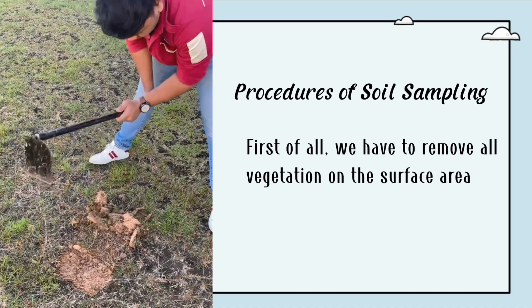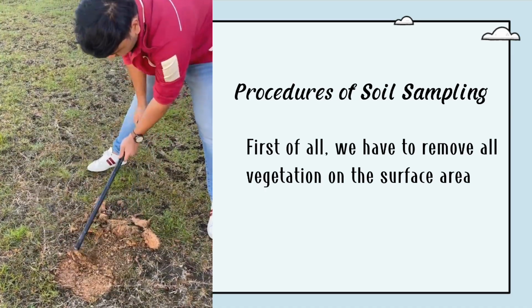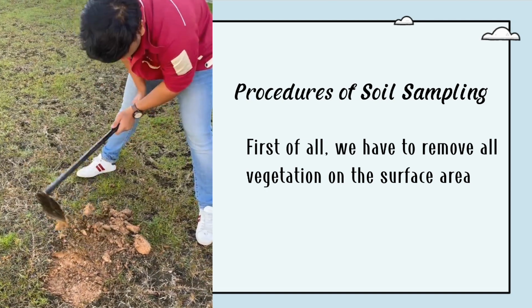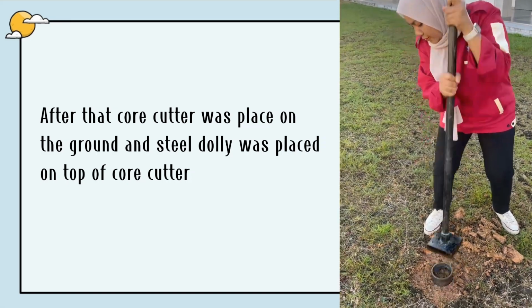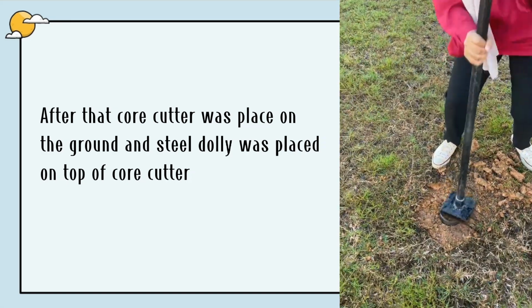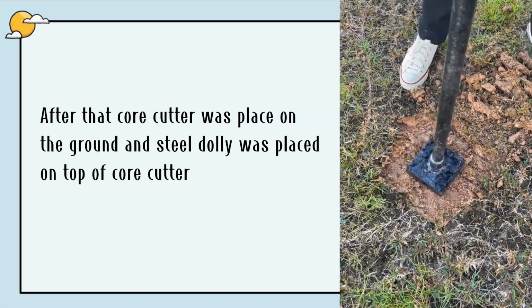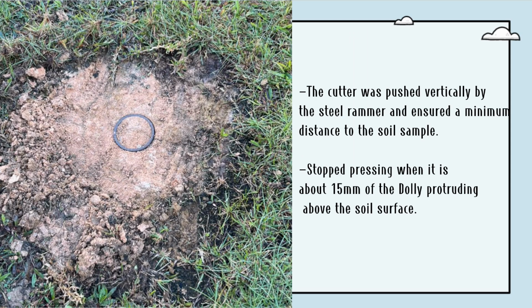For soil sampling experiment, first, we have to remove all vegetation on the surface area. After that, core cutter was placed on the ground and steel dolly was placed on top of core cutter. The cutter was pushed vertically by the steel rammer and ensured a minimum distance to the soil sample.